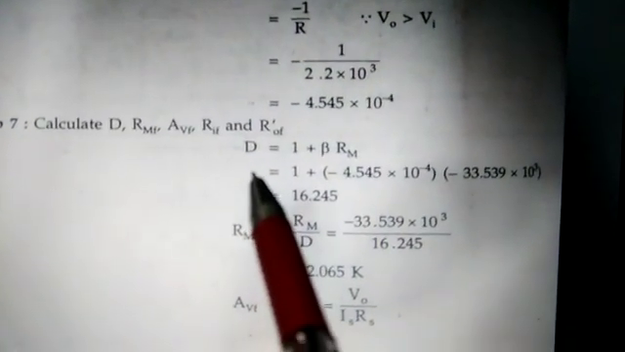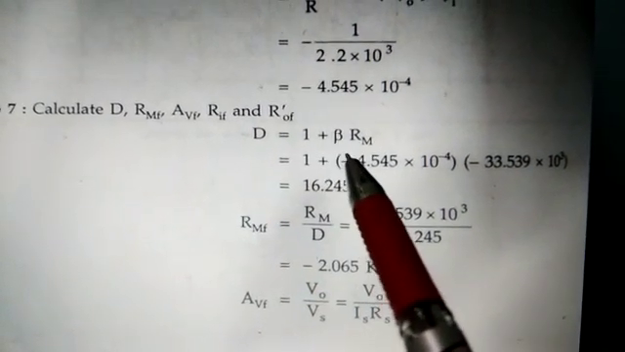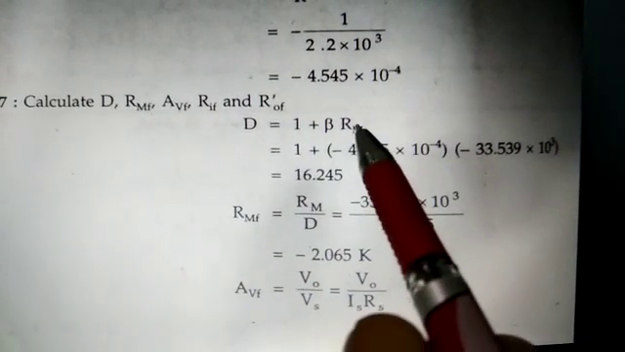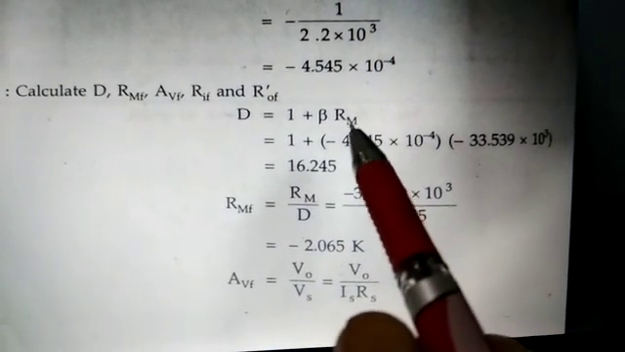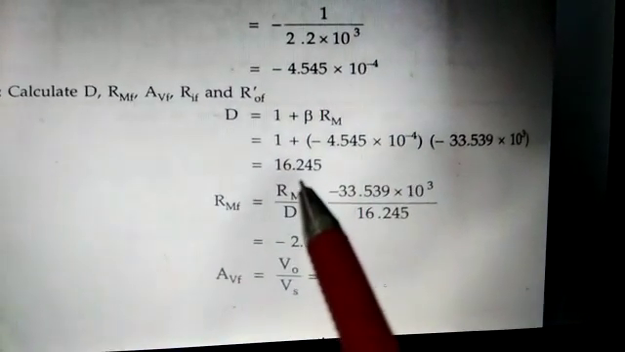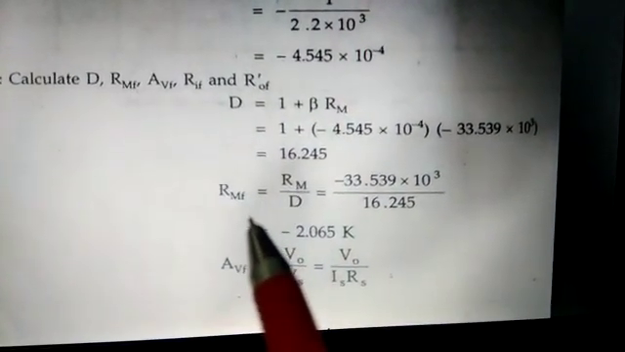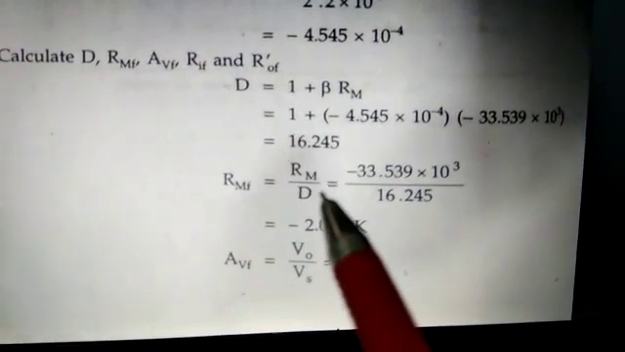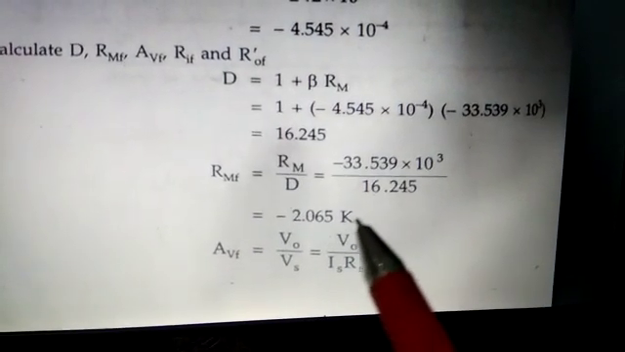Now you calculate the value of D. It is called the return difference. In general we can write D is equal to 1 plus A into beta. Since it is voltage shunt feedback, in place of A we have calculated RM, so in place of A, RM should be written. Put the values, calculate the D factor, this is 16.2445. Calculate the closed loop transfer resistance, that is RMF, with feedback, RM by D. Put the values, you will get minus 2.065 kilo ohm.